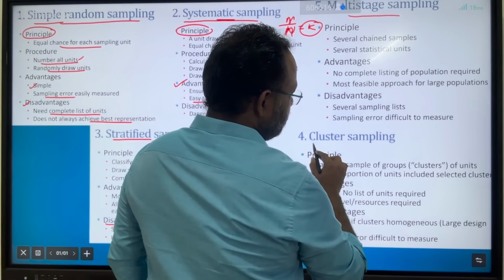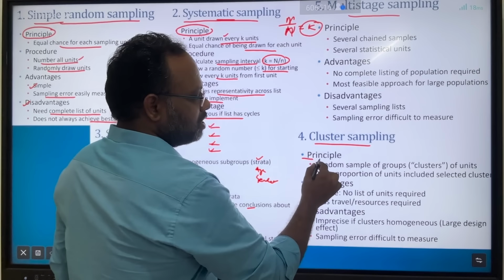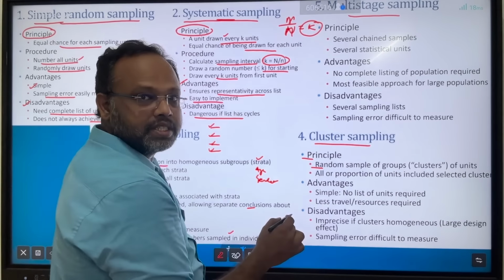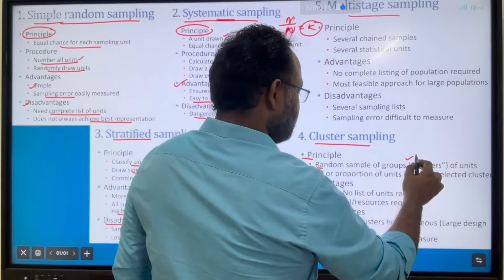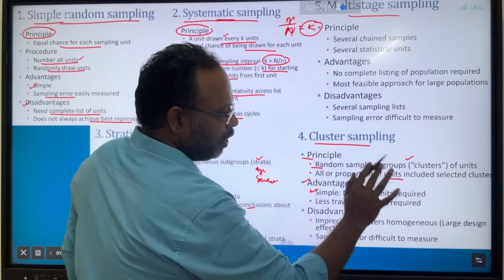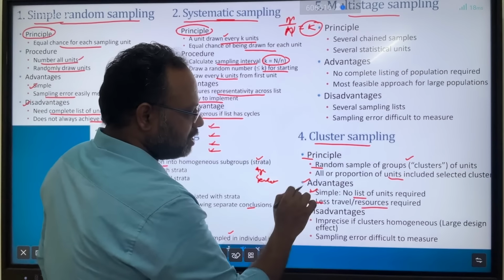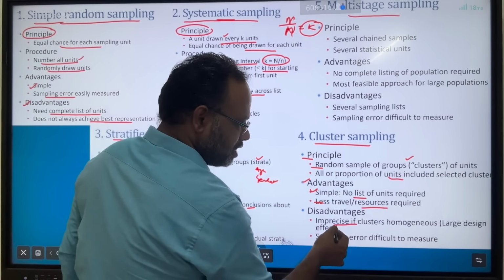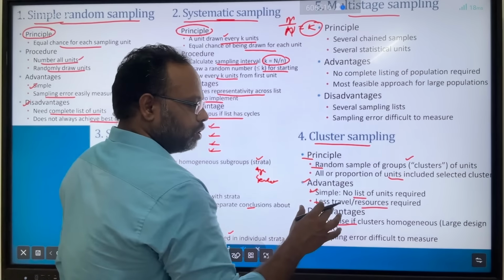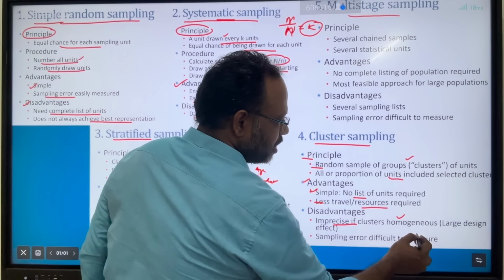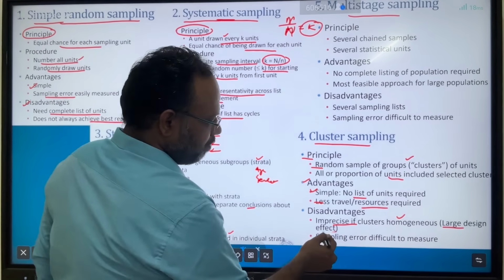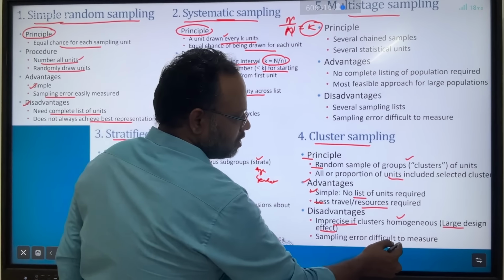Then we move on to cluster sampling. Here the principle is a random sample of groups, that is, a cluster of units will be selected. The advantage is that it is simple and no line listing is required. There is less travel, which helps when resources are limited. But the disadvantage is that it is imprecise if we are measuring the clusters. Homogeneous groups will be recruited for the study, so a large study design effect will be present. The sampling error is difficult to measure.